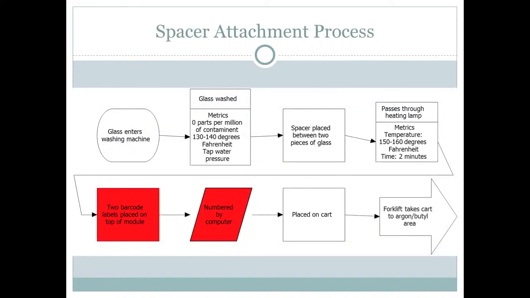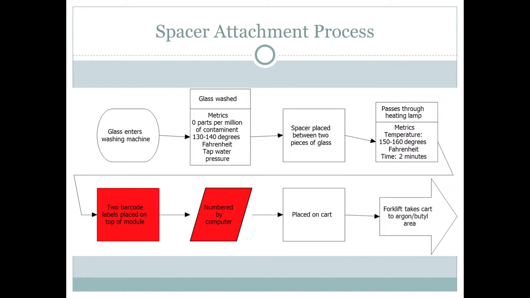So the next step is the spacer attachment process. The glass will roll out to two workers who will sandwich one spacer between two sheets of glass. Then the glass will roll into an oven where it is heated between 150 and 160 degrees Fahrenheit. The heat will activate the adhesive so that the panes will stick together.